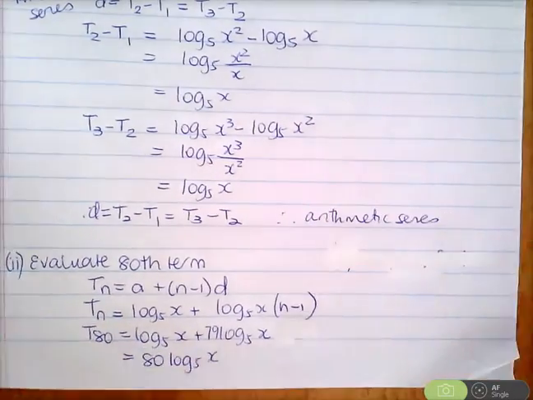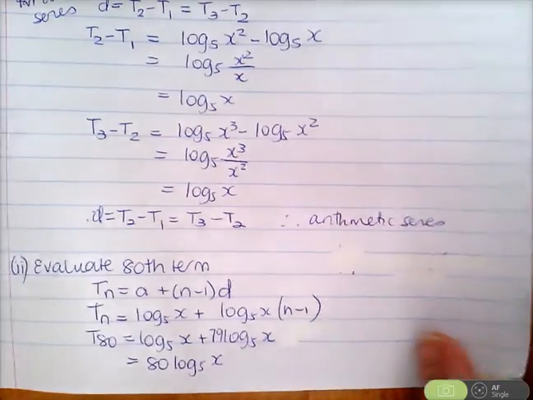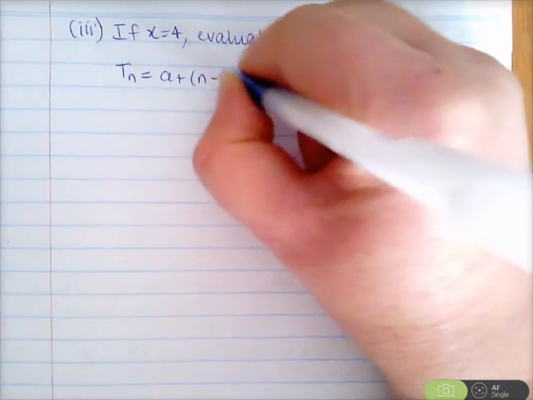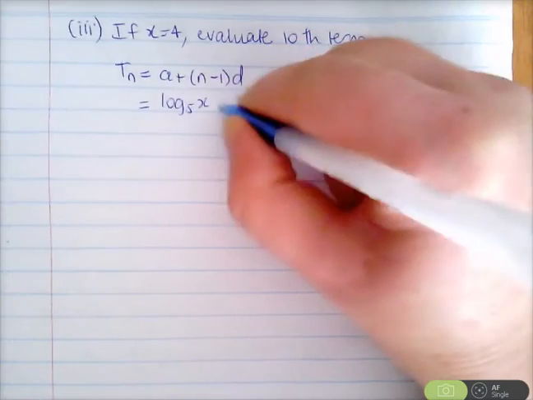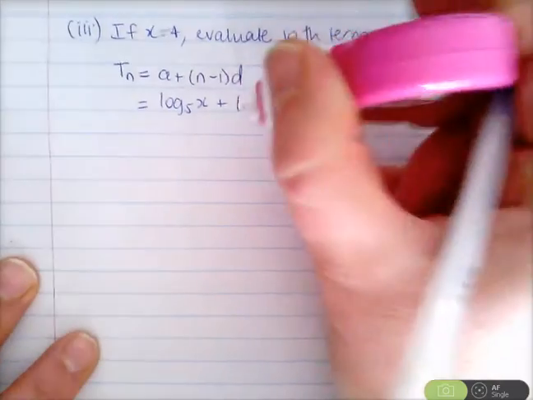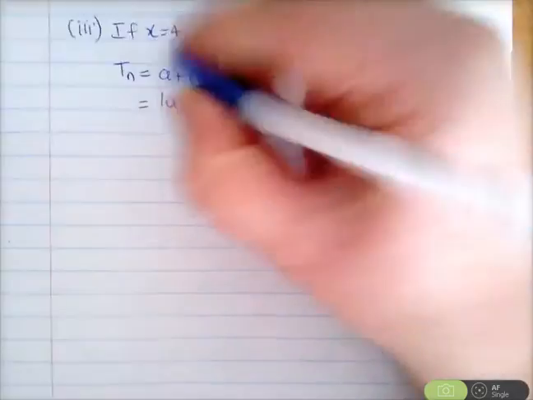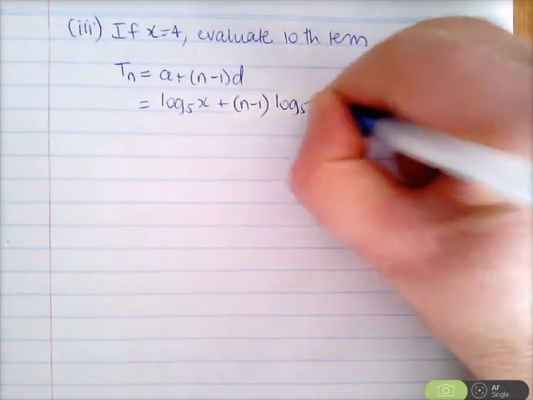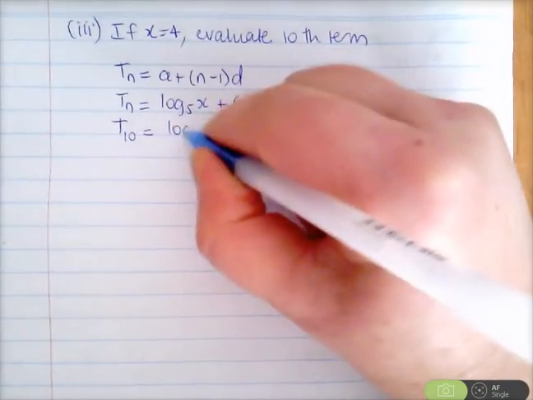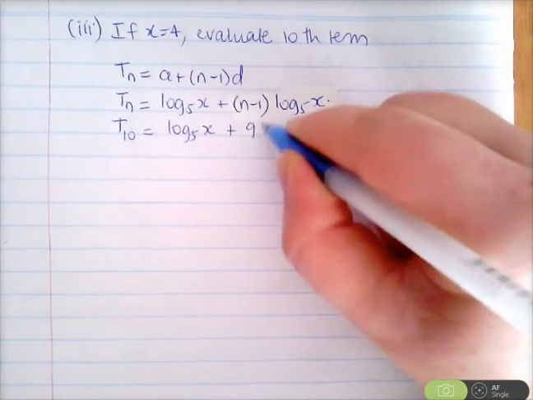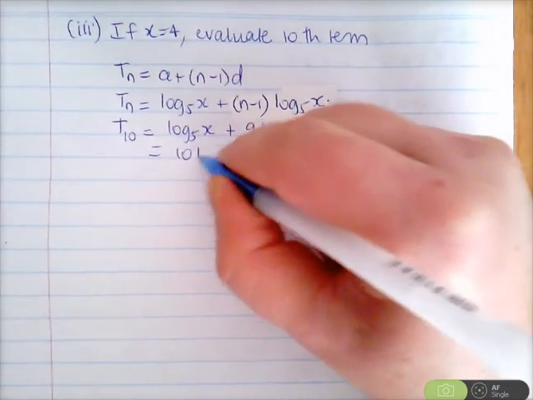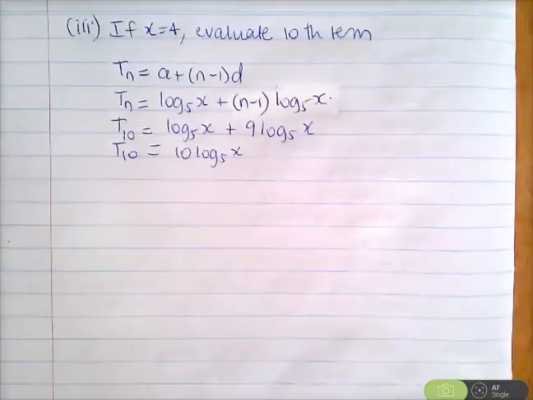If x equals 4, evaluate the 10th term. So if x equals 4, evaluate the 10th term. Tn equals a plus (n minus 1)d, which was log to the base 5 of x plus (n minus 1) times log to the base 5 of x. So the 10th term, T10, is log to the base 5 of x plus 10 minus 1, which is 9, log to the base 5 of x. These are like terms. 1 log to the base 5 of x plus 9 log to the base 5 of x is 10 log to the base 5 of x. That's the expression for the 10th term.